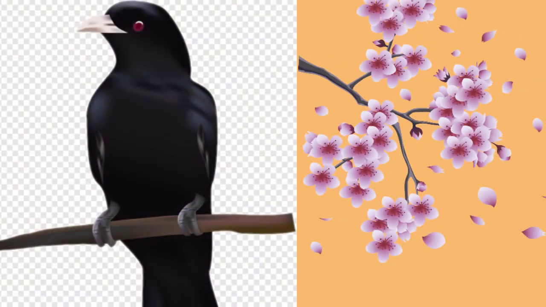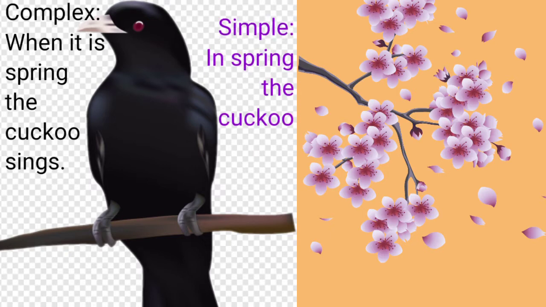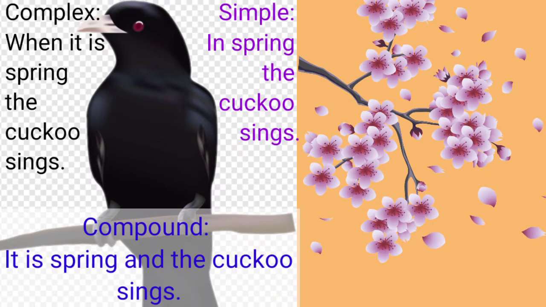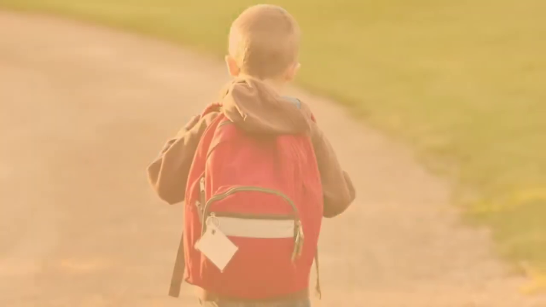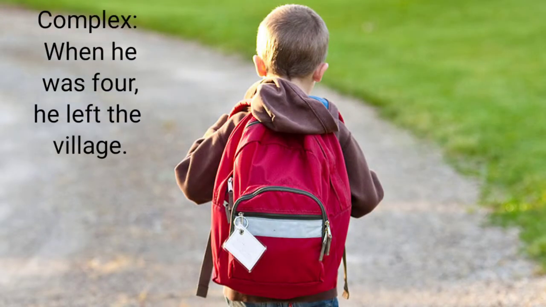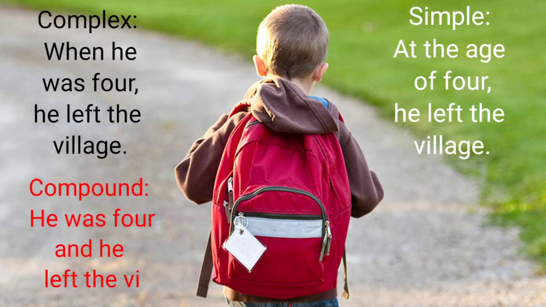Another example, complex sentence, when it is spring the cuckoo sings. Simple sentence, in spring the cuckoo sings. Compound sentence, it is spring and the cuckoo sings. Another example, complex sentence, when he was 4 he left the village. Simple sentence, at the age of 4 he left the village. Compound sentence, he was 4 and he left the village.